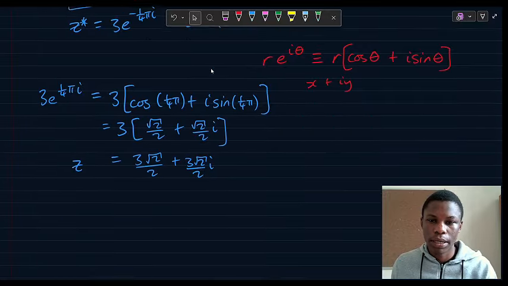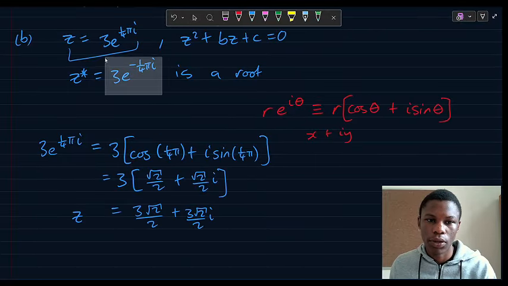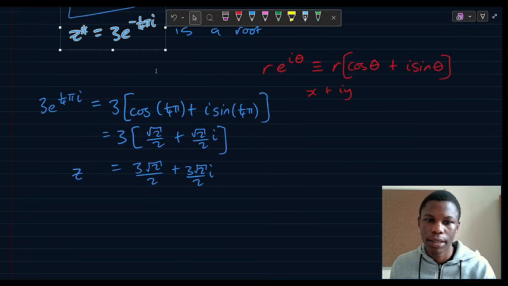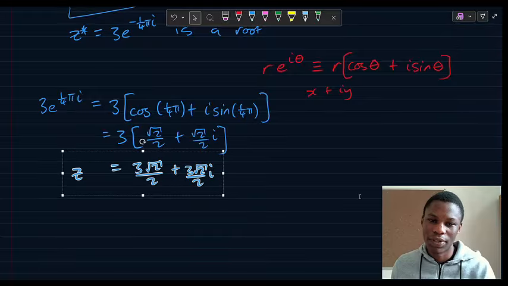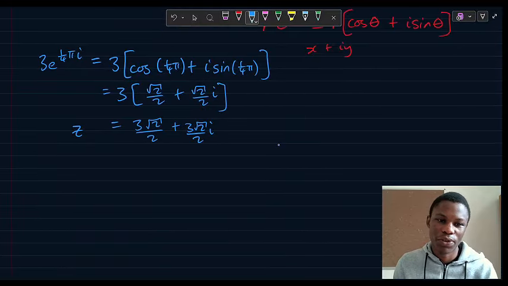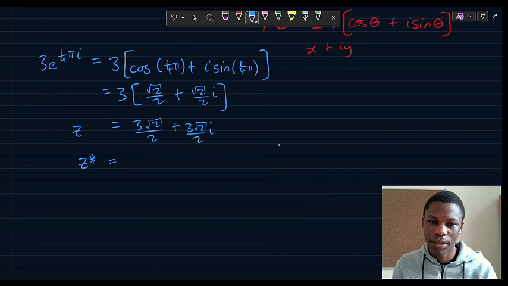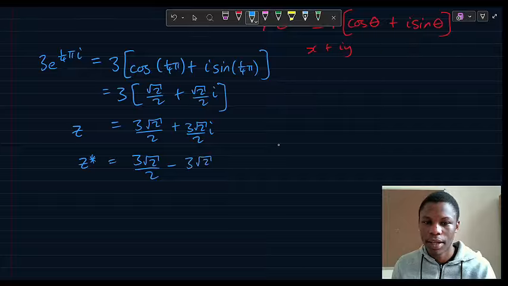Now let's do the same thing for our complex conjugate z star. Or rather, we don't need to, because I know z star is the complex conjugate of z. So from this form, we can state that z star has to be, you just flip the sign, 3 root 2 over 2 minus 3 root 2 over 2 i.